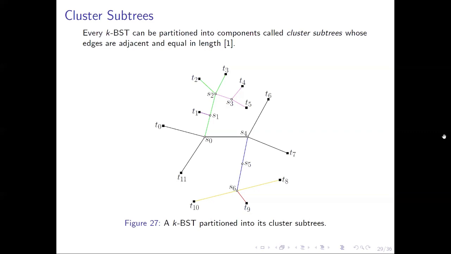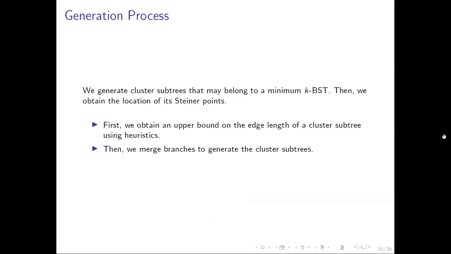So now, to generate a minimum KBST, we're going to generate these cluster subtrees that potentially belong to a minimum KBST. Then once we have those cluster subtrees, we can extract the Steiner points. So I'll give you an idea as to how the generation phase works. First, we must obtain an upper bound on the edge length of a cluster subtree, and we can do that by running some heuristics.